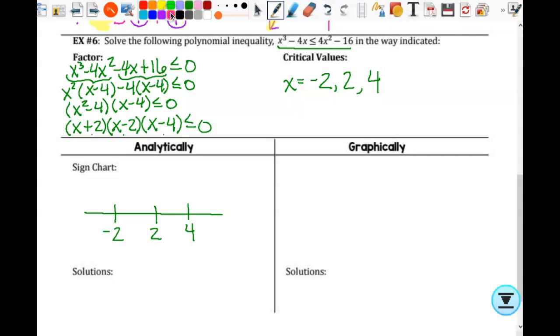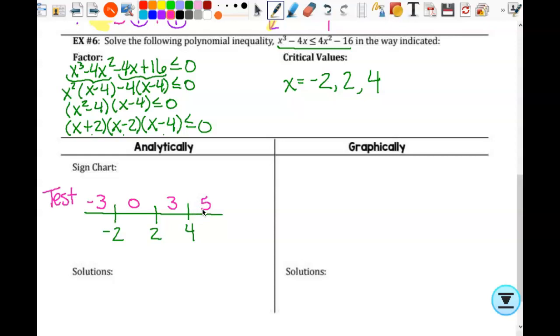Then we are going to pick some test points. My first one, somewhere between negative infinity and negative 2, let's do negative 3. Between negative 2 and 2, let's do 0. If I picked 1, I'd get the same thing as far as positive, negative, that sort of thing. Between 2 and 4, let's go with 3, so we don't have to have a decimal. Then between 4 and infinity, let's go with 5. There's no reason to make it big and huge.